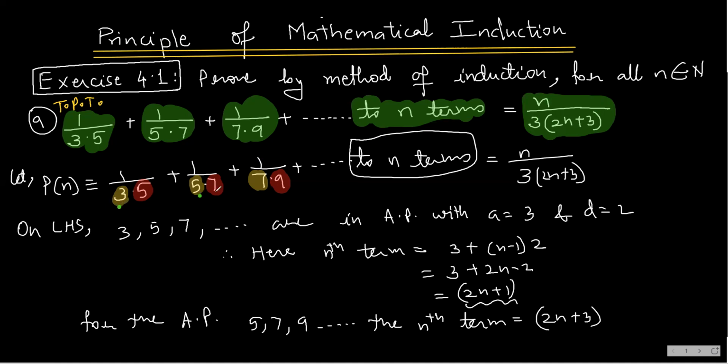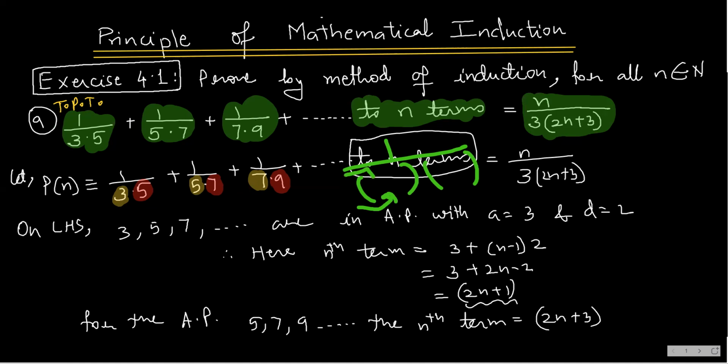For the LHS, I wrote 3, 5, 7. See, I'm writing that 3, 5, 7 are in AP, with the first term a being 3 and the common difference being 2. So the nth term, the first factor here: there are two factors in every term's denominator. So there would be two factors even in the denominator of the nth term. The first one would be the first factor of the nth term. So that way I got it to be 2n plus 1.